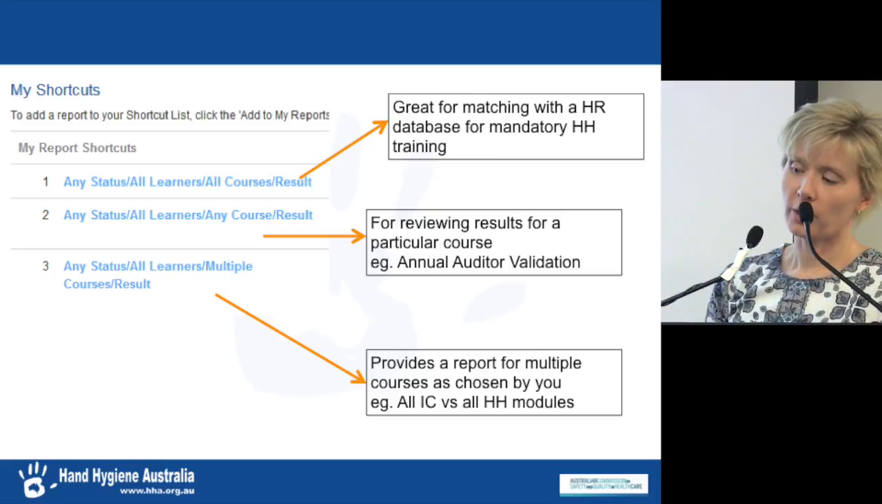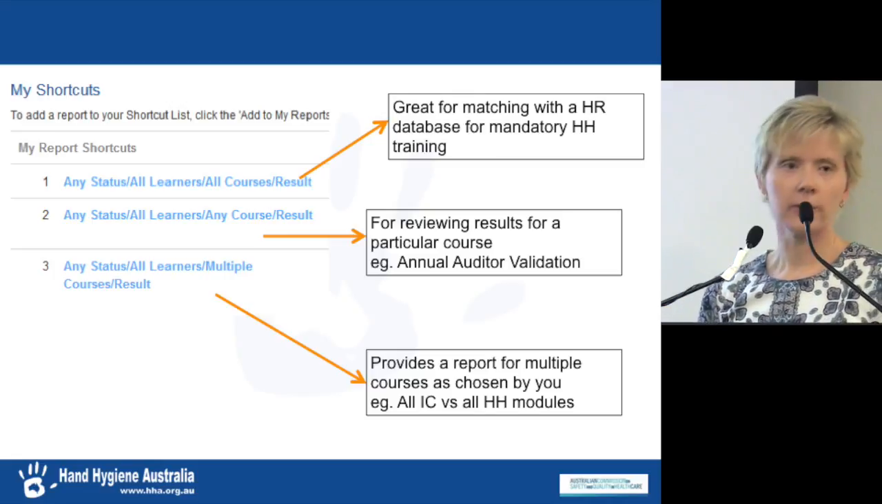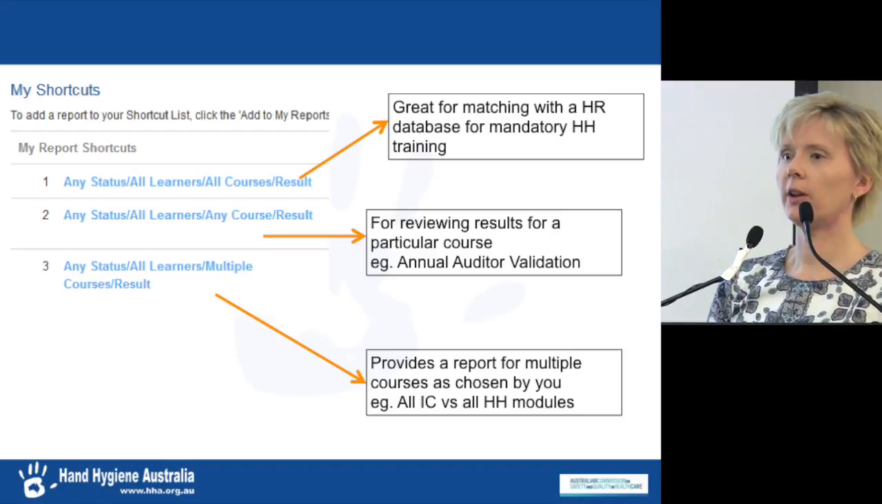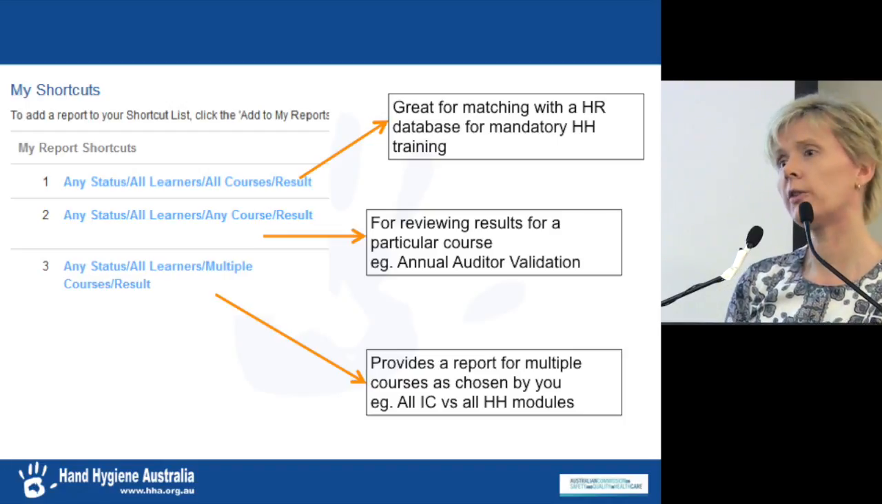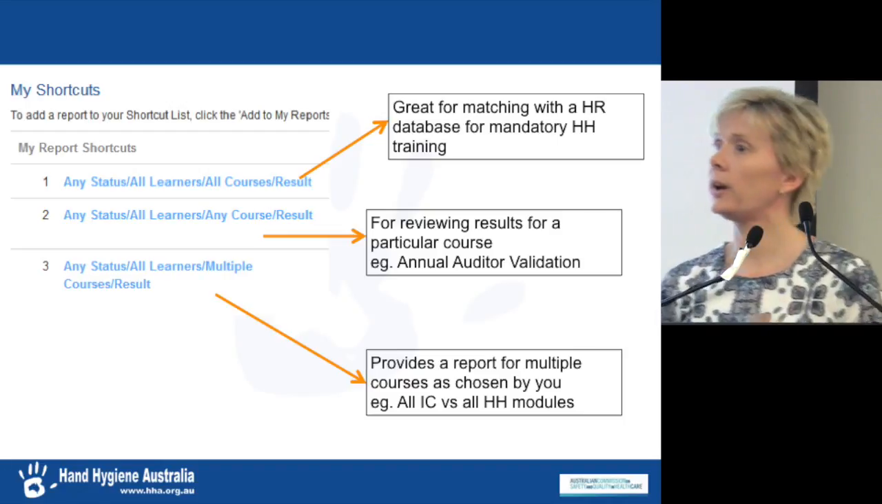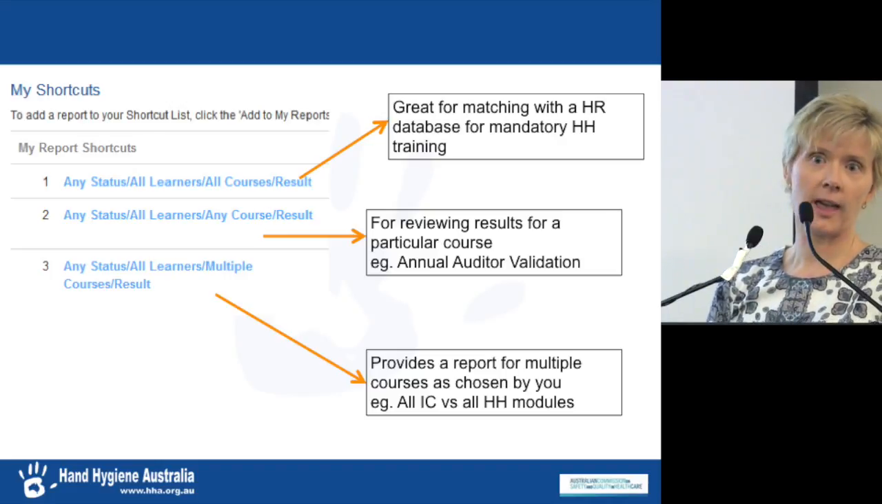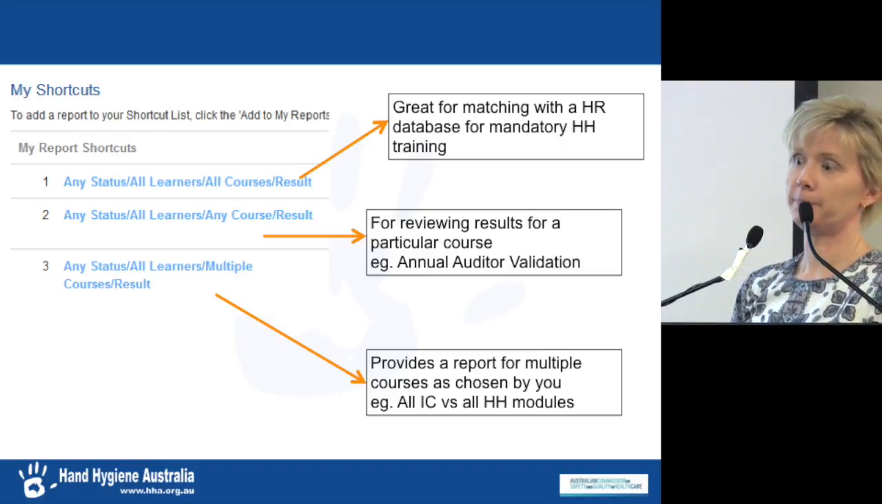The second shortcut report is all learners for any course. So you pick a particular course, and this is great for hand hygiene lead people for running to see whether your auditors have done their annual auditor validation module.